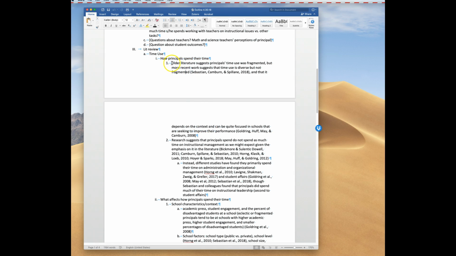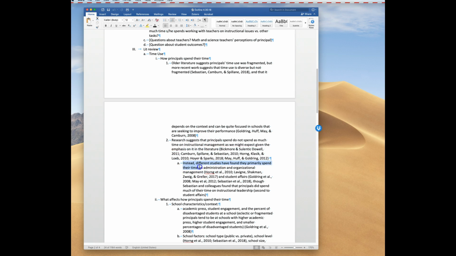So I have my bullets are around, first, you have some older literature that says it's this. More recent literature suggests that it's diverse, but that it depends on the context. And then the second important point is that principals don't actually spend as much time on instructional management as we would expect, given that those of us who write about this think that principals would spend a lot of time on instructional management.